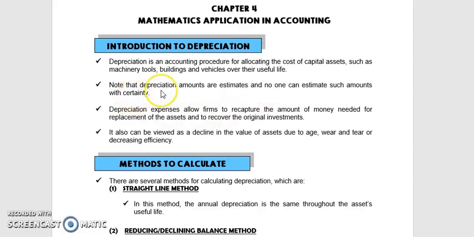Note that depreciation amounts are estimates and no one can estimate such amounts with certainty. So depreciation, we estimate only.